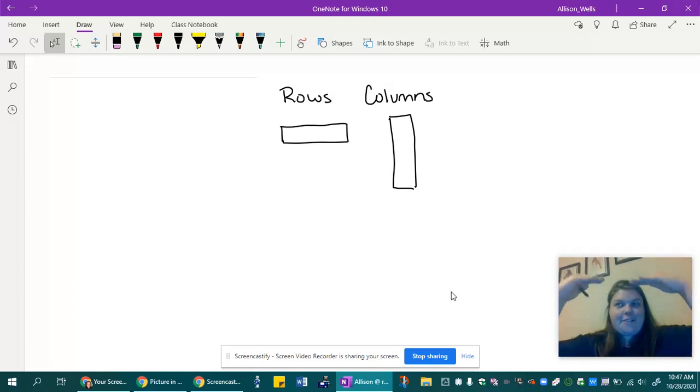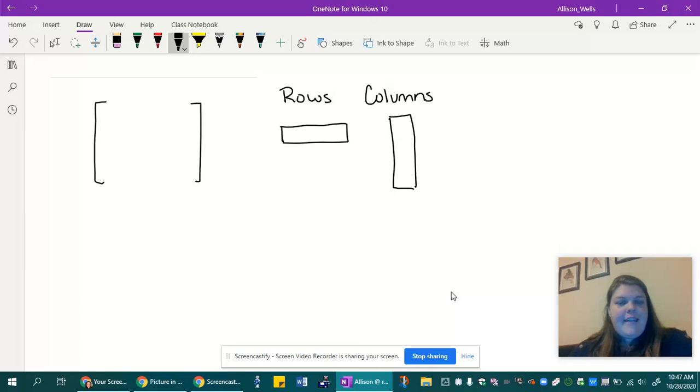A matrix is going to be bounded by some square brackets, and your numbers get listed inside in rows and then also in columns. We name a matrix by its dimensions, which is how many rows and how many columns it's made up of. The number of horizontal sections you have is the number of rows, and the number of vertical sections you have is the number of columns.